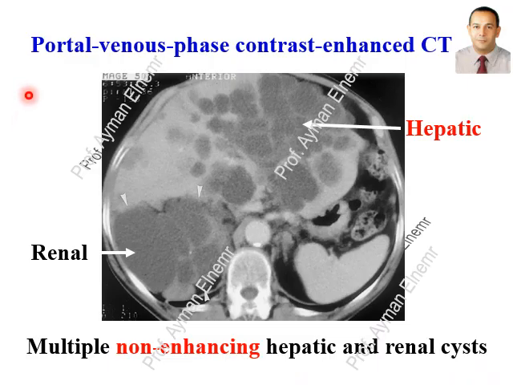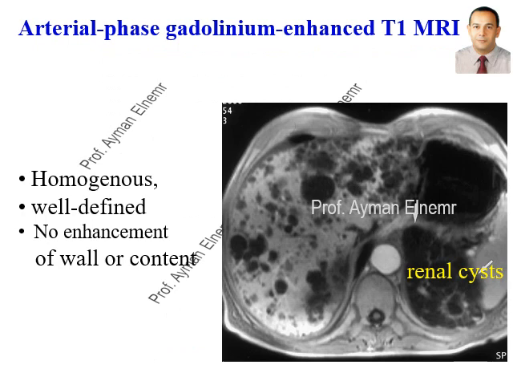The portal venous phase, in contrast-enhanced CT examination, showing multiple non-enhancing hepatic and renal cysts. In the arterial phase of gadolinium-enhanced T1-weighted image of MRI, showing homogeneous and well-defined cysts in both the liver and the kidney, we can notice that there is no enhancement of either the wall or the contents.